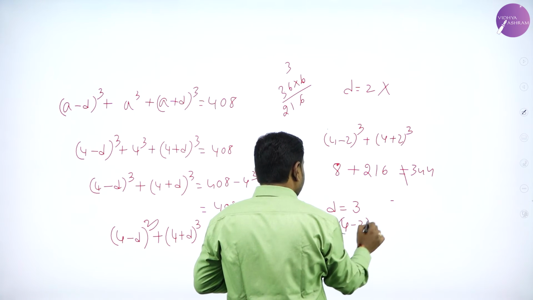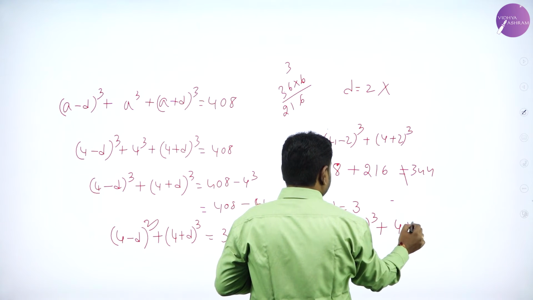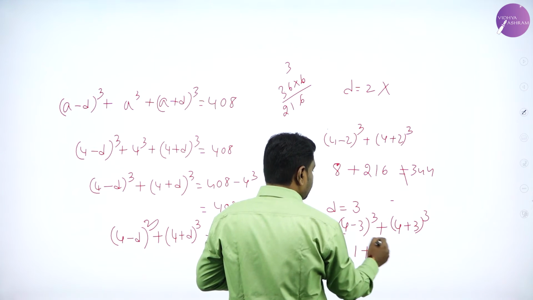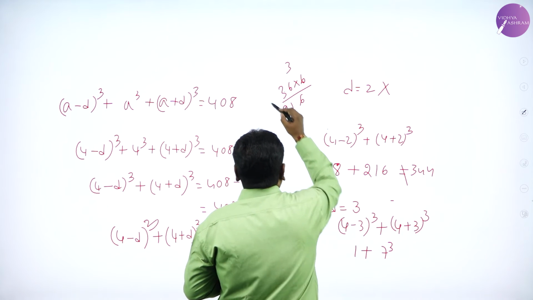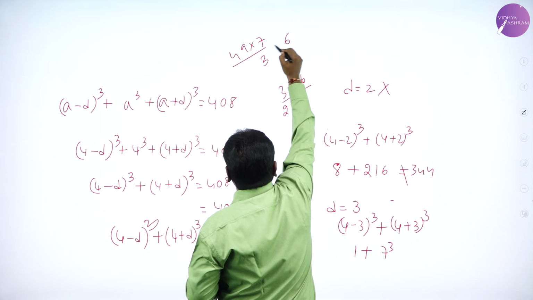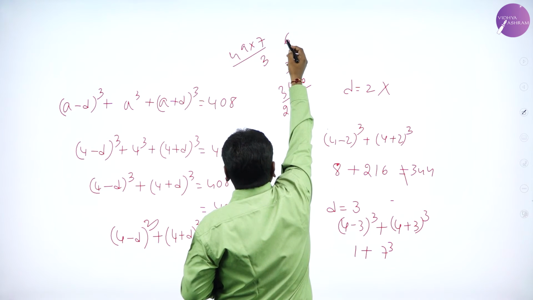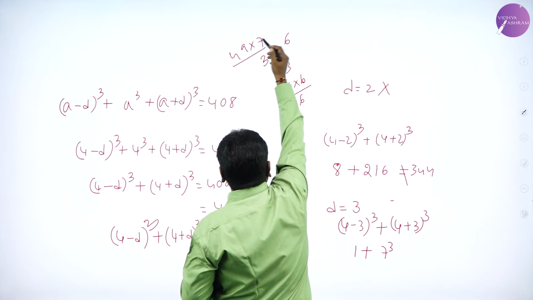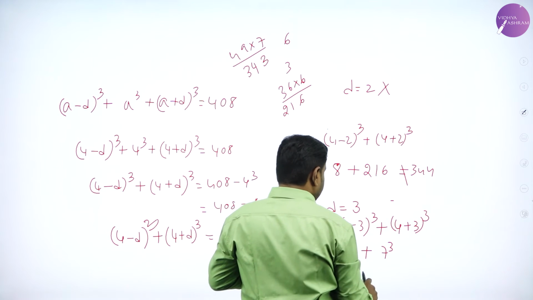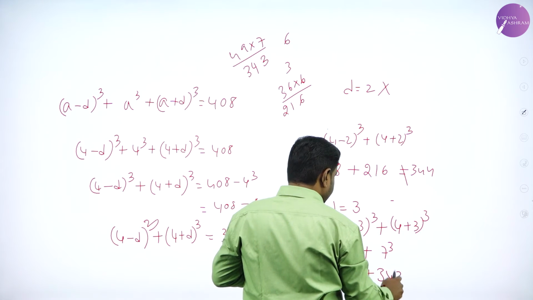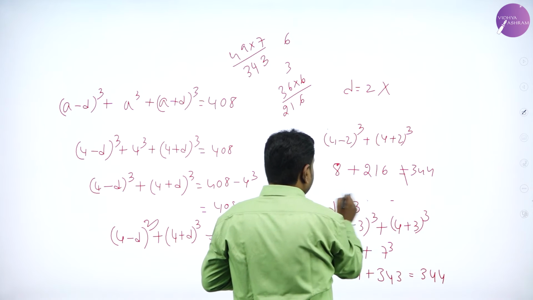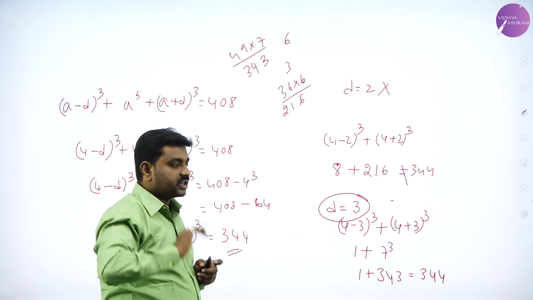4 minus 3 cube plus 4 plus 3 cube. 1 cube is 1, and 7 cube: 7 sevens are 49, 49 into 7 is 343. So 1 plus 343 gives you 344. Yes, by inspection I got d equal to 3.